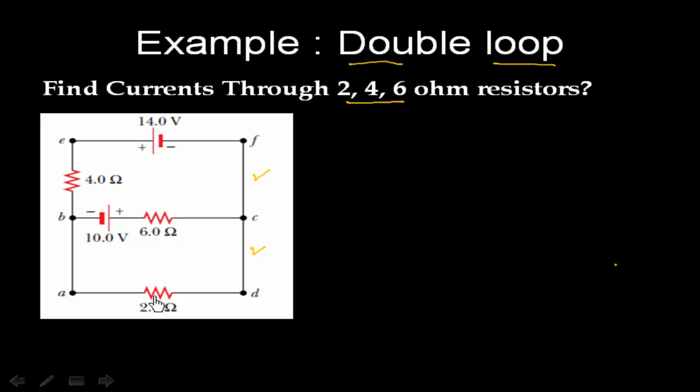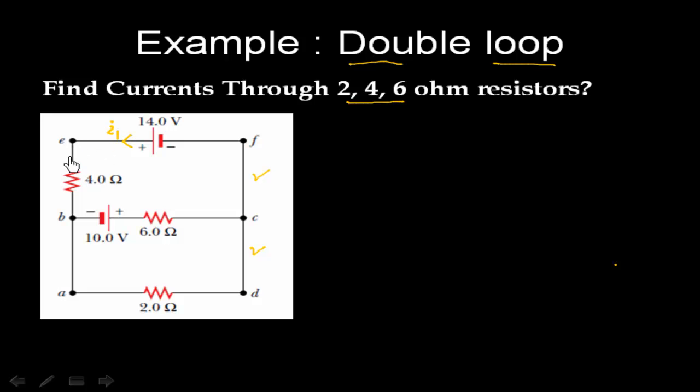So we have the 2 ohm resistor here, here we have the 4 ohm, and here we have the 6 ohm resistor. Now let us see, we have a battery of 14 volt and this battery is 10 volt. Let us say this battery sends a current of I1, because the positive terminal of the battery sends current. So I can write this current is I1.